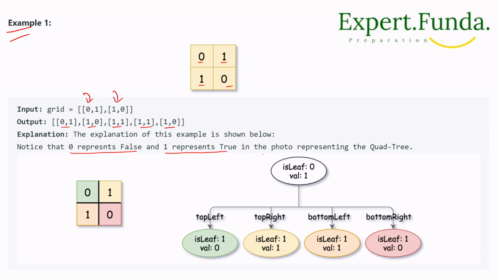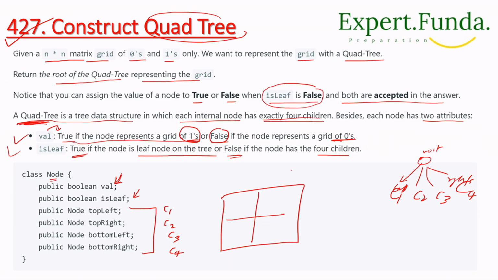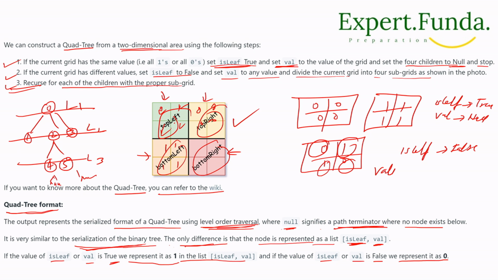In the quad representation, we have 0 1 1 0 given. First it says isLeaf is 0, and val is 1. So what we will do is take top left, top right, bottom left, bottom right, which we have already seen here. This is top left, top right, bottom left and bottom right.